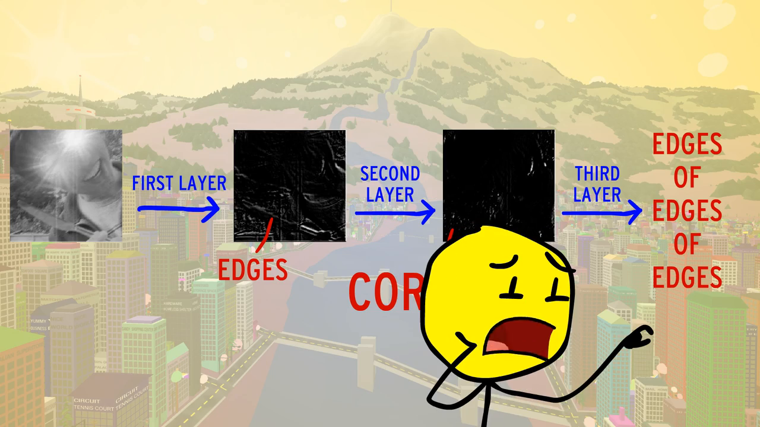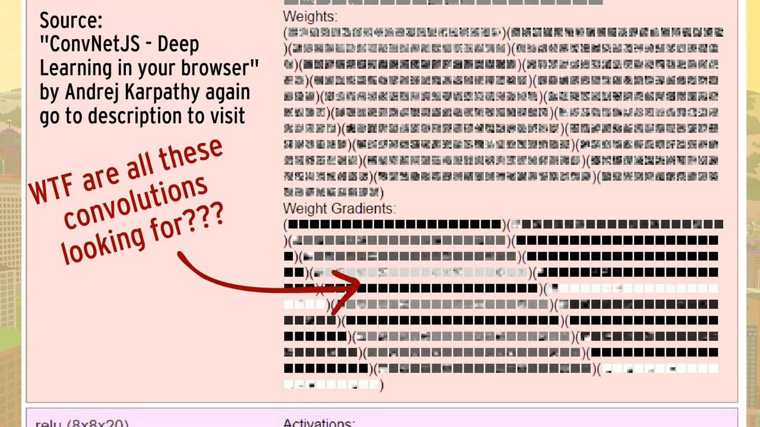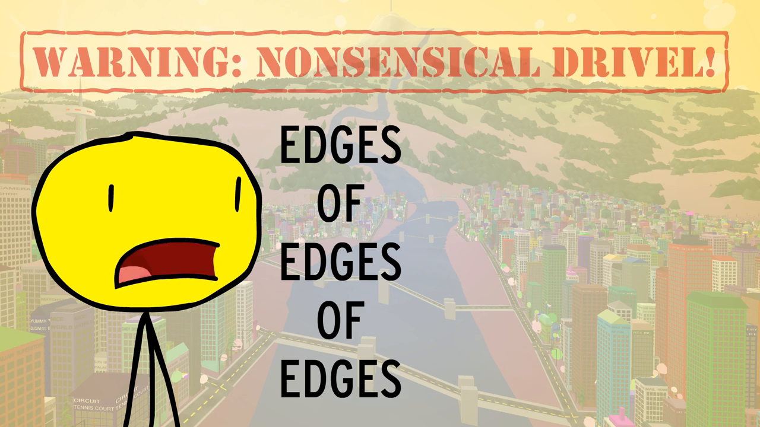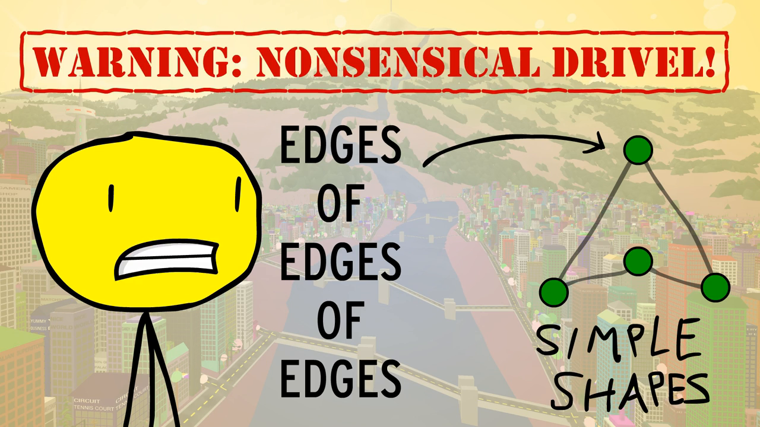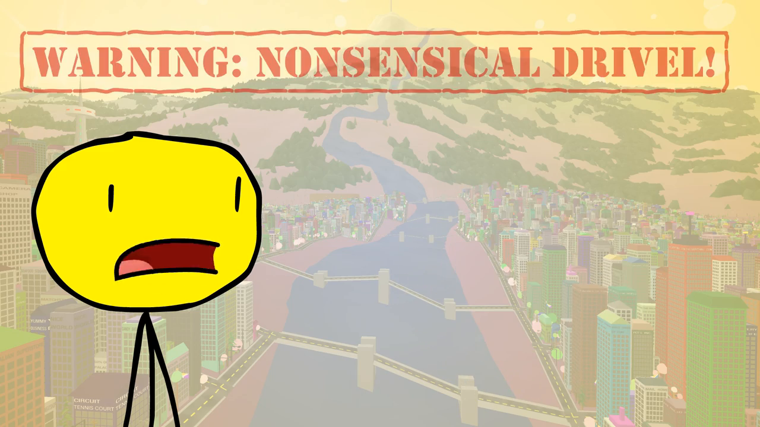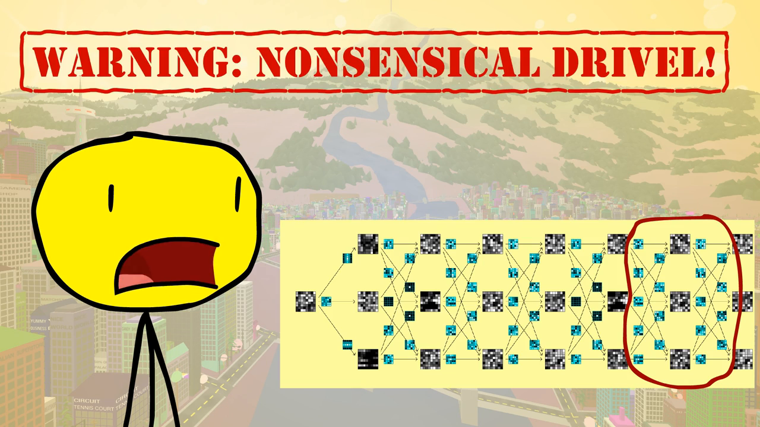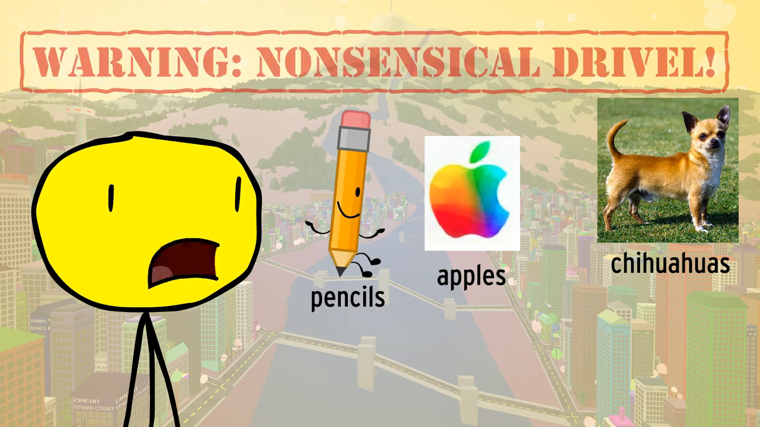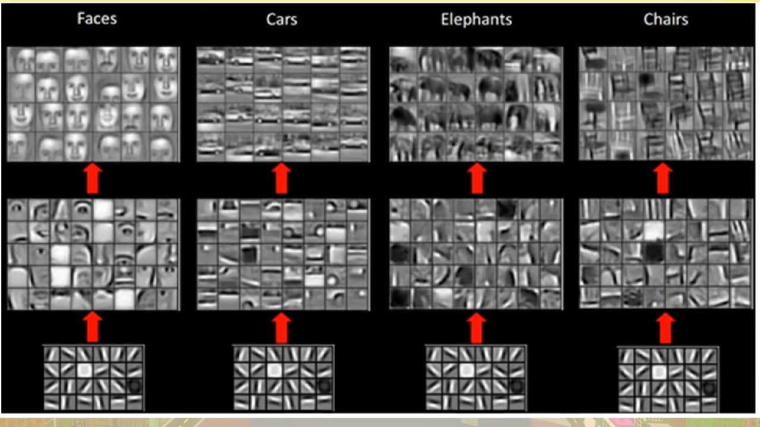Here, interpretation gets a little fuzzy because we humans don't really know how a computer effectively uses its filters. But I'd guess that edges of edges of edges could be used to detect arrangements of corners, in other words, simple shapes, like equilateral triangles. Perhaps further layers could see arrangements of triangles, and further layers than that can soon detect whole objects, from pencils to apples to chihuahuas to humans. With more layers and more convolutions per layer, you can find more and more advanced features in your original image.